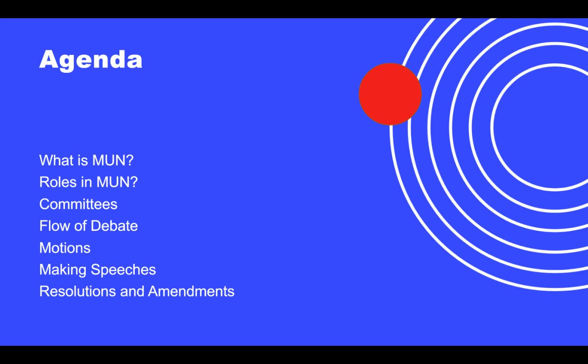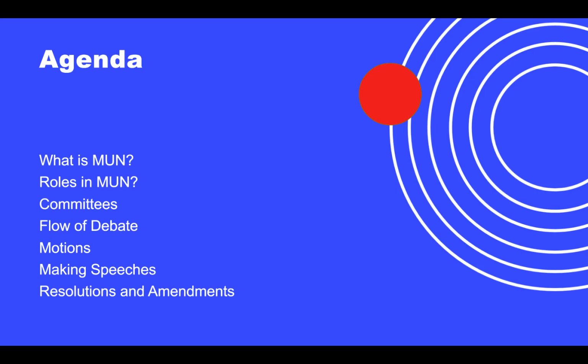So I'm going to be doing a couple of things today. We're going to be talking about what MUN actually is. We're going to be looking at the different roles in MUN. We're going to have a look at the different committees, what they do, the different legal backgrounds, what they can actually do, the flow of debate within these committees, the motions which you can take up onto the floor, making speeches and specifically making good speeches, making sure that you're using the correct terminology, and then also how to make good resolutions and good amendments.